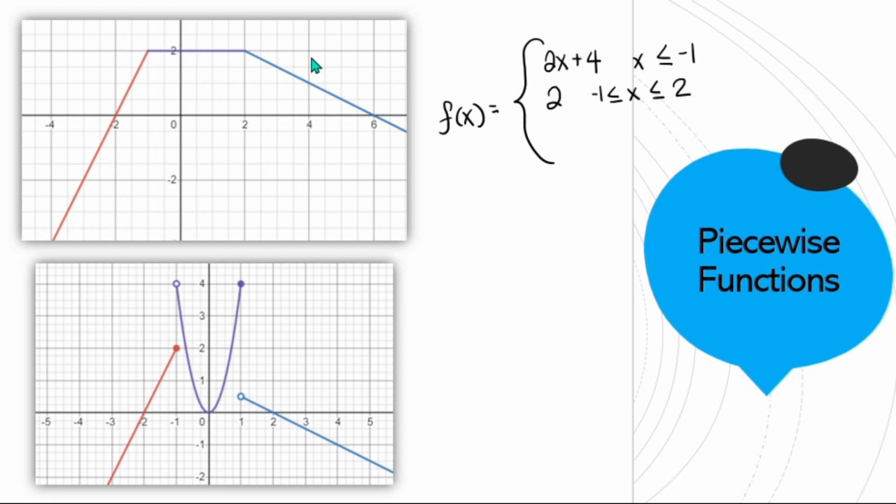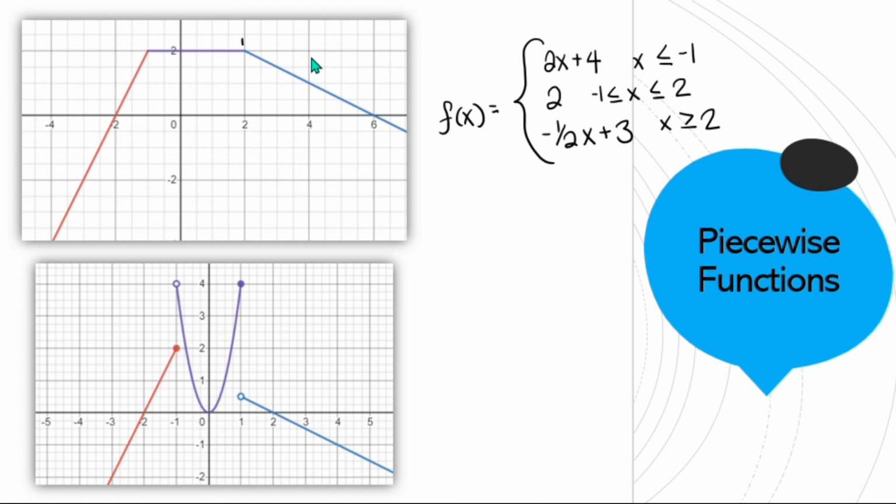And my last interval starts here and can be described by the equation f of x is equal to -1/2 x plus 3. Just using 2 points on that graph to figure out the equation of that line. And that happens when x is greater than or equal to 2. So there's how you do a piecewise function. Let's look at our second one.